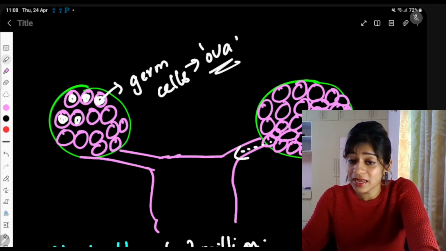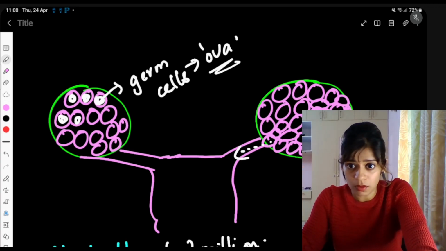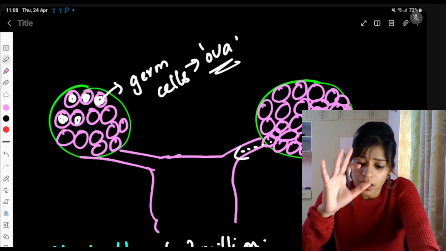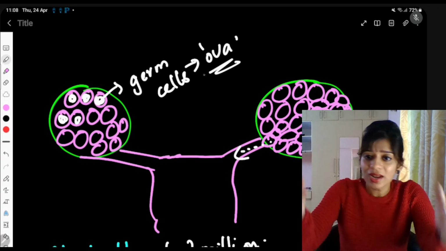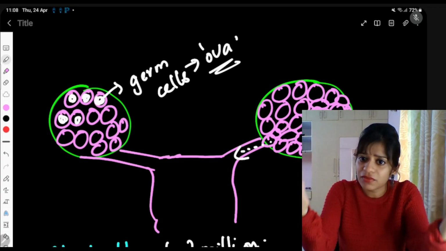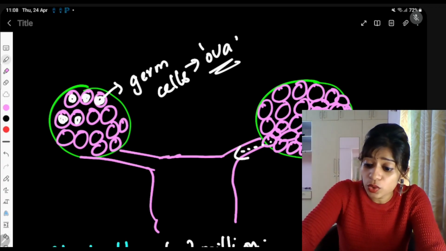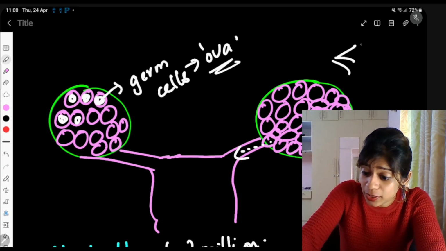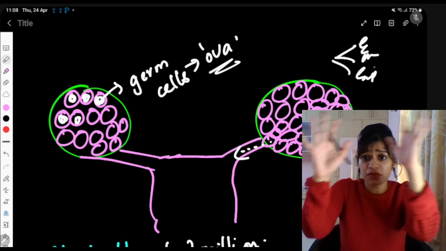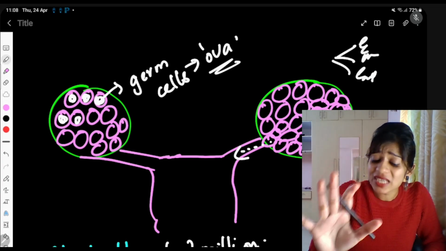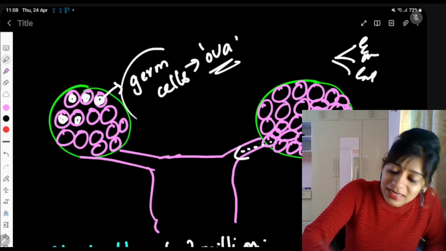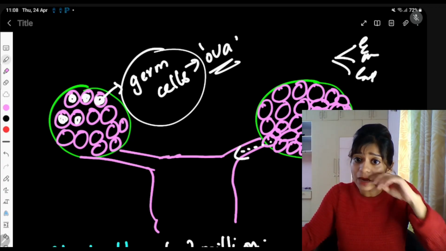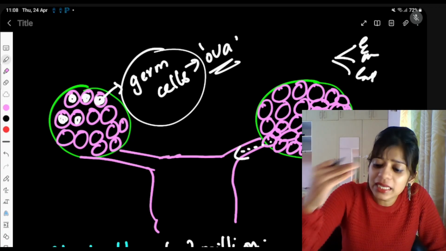In the testes, in males, what do they become? The sperms. In the testes, the germ cells are spermatogonia. Now remember, when the ova and the sperm fuse, we have the embryo. And the embryo, I told you, has these 3 layers, ectoderm, mesoderm, endoderm, that form different parts of the body. So what I need to say here is that the germ cells, whether it be ova or spermatogonia, have the ability to form.